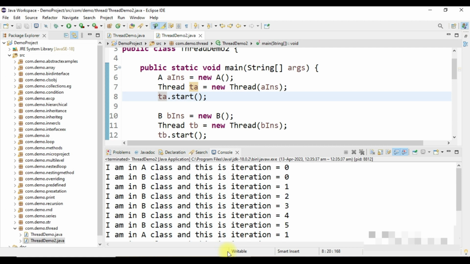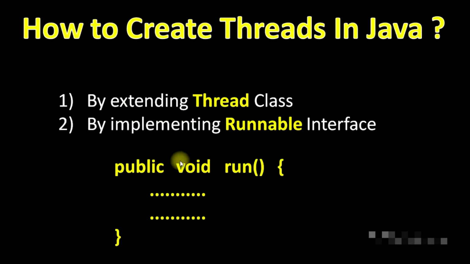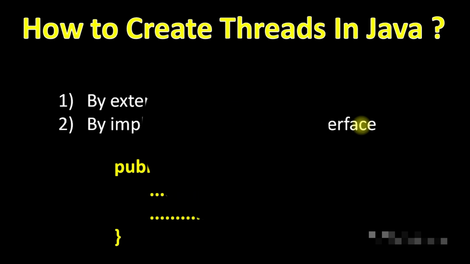So what we learned till now, there are two approaches of creating a thread. One is extending the Thread class, another one is implementing the Runnable interface. So I hope you understand how to create a thread and you are more confident now in creating threads.